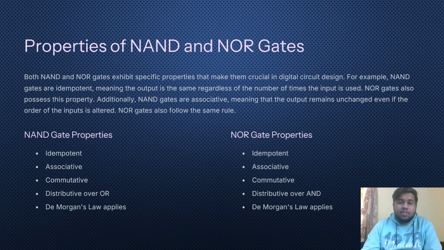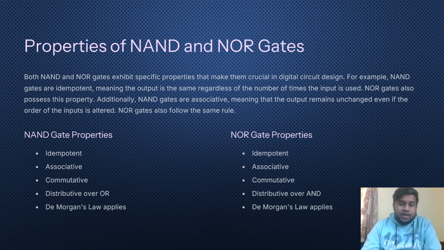Guys, now let us see properties of NAND and NOR gates. Both NAND and NOR gates exhibit specific properties that make them crucial in digital circuit designing. NAND gates are idempotent, meaning the output is the same regardless of the number of times the input is used. NOR gate also possesses this property. Additionally, NAND gates are associative, meaning that the output remains unchanged even if the order of inputs is altered. NOR gate follows the same rule.